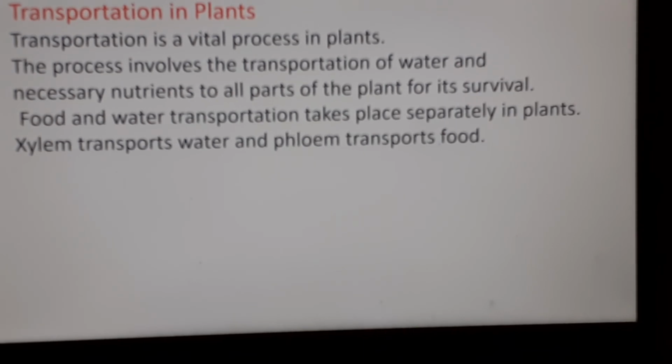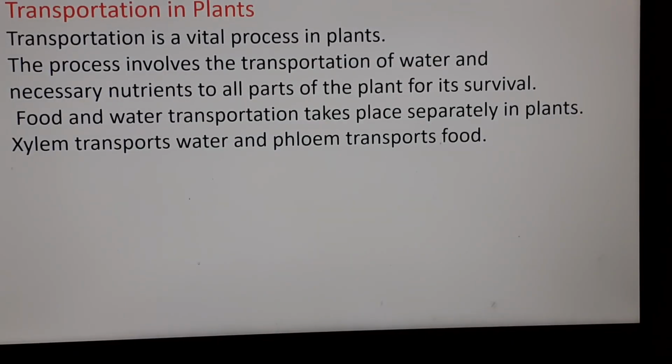Transportation in plants is also a vital process. See here what happened. We are getting water and other essential elements, that is nutrients, from our soil. This is said to be how it takes up. That means it is coming up to the plant parts, that is leaves and all.